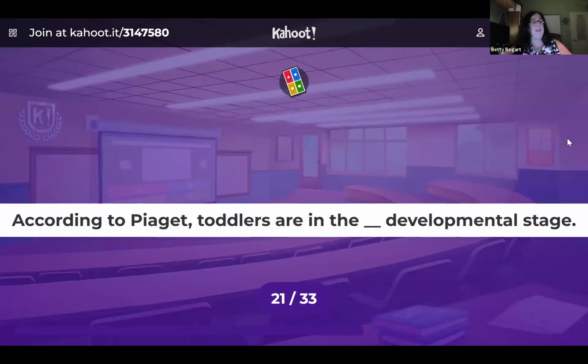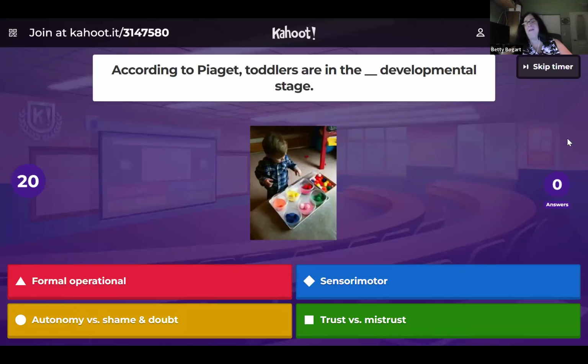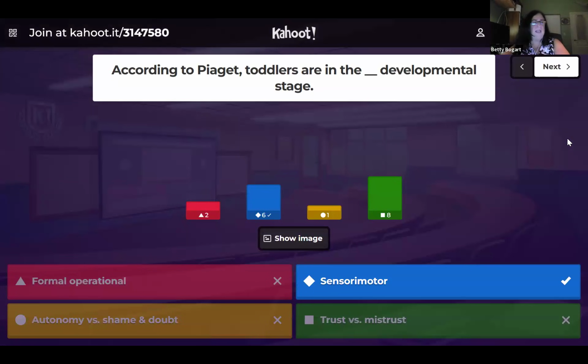According to Piaget, toddlers are in the blank developmental stage. Remember, Piaget is all about thinking, figuring out how things work. As in, I had a reflex palmar grasp, and then, oh, I could do it myself. Voluntary palmar grasp. It's called sensorimotor. Remember, we use our senses, our mouth, and movement, and this is how we explore and figure things out. That's Piaget.